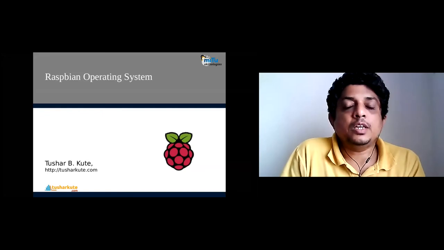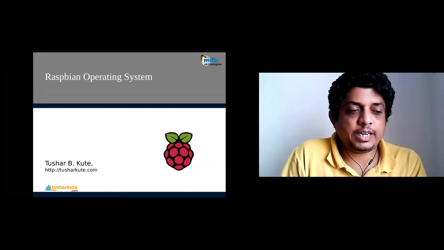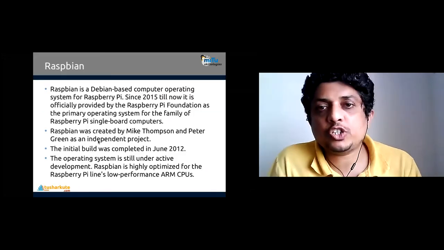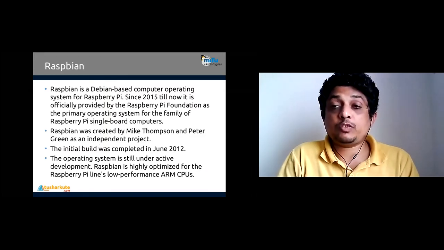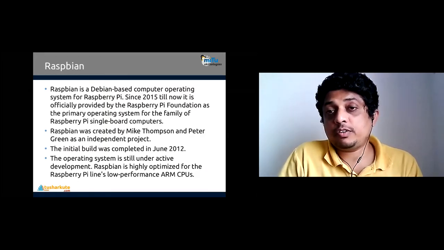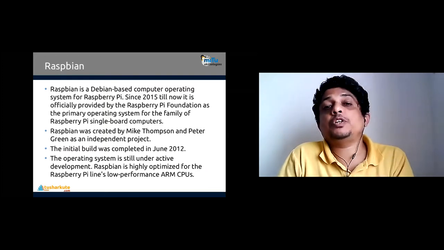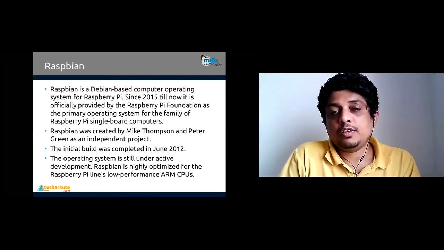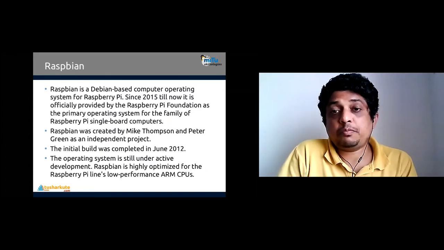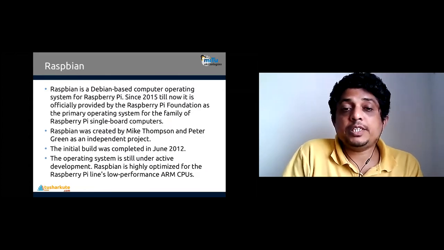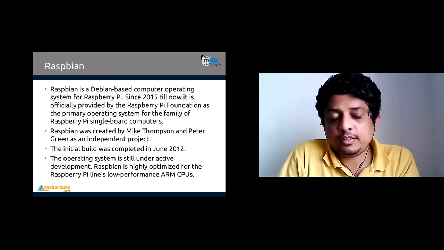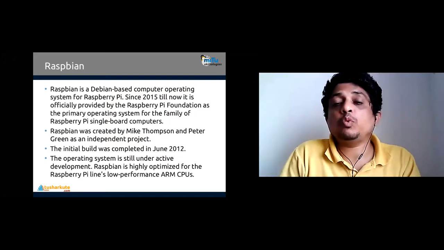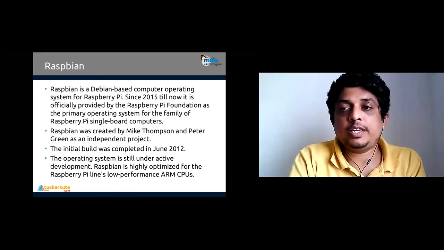An SD card can be used directly, you have to insert it there and just proceed from Raspbian. So Raspbian is a Debian-based computer operating system. Debian is a Linux flavor actually. Created for Raspberry Pi since 2015 till now, it is officially provided by the Raspberry Pi Foundation as the primary operating system for the family of Raspberry Pi single board computers. It was created by Thompson and Green as an independent project, and the initial build was completed in 2012. It was also an independent project like MagPi. MagPi was an independent project. Raspbian was also an independent project, but it was handed over to the Raspberry Pi Foundation later by the developers there.